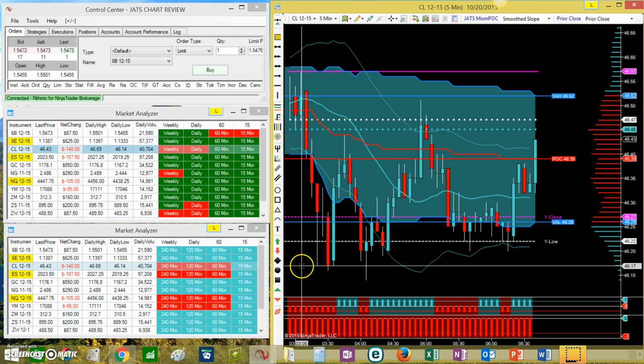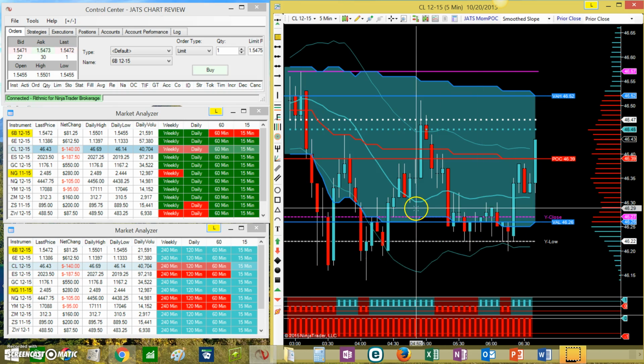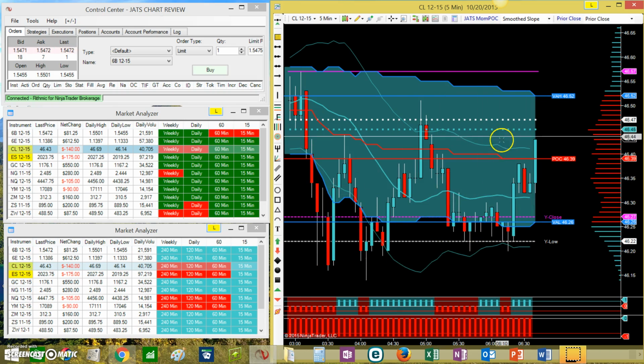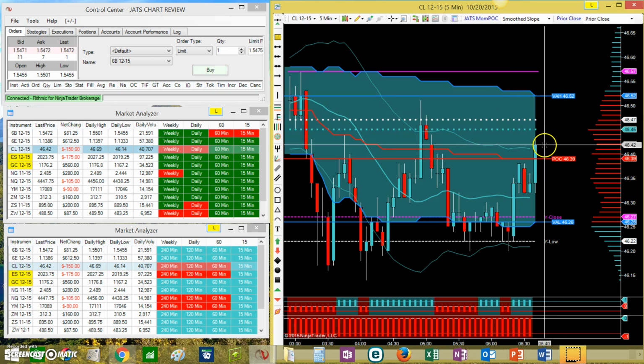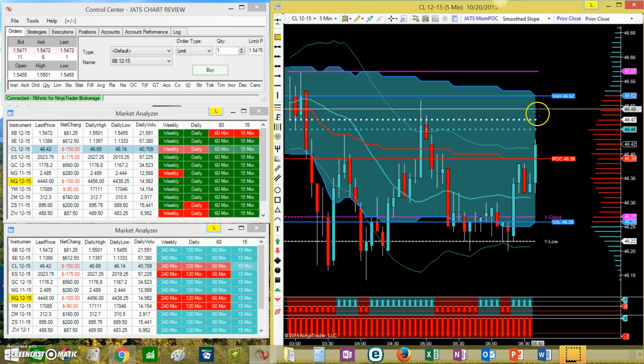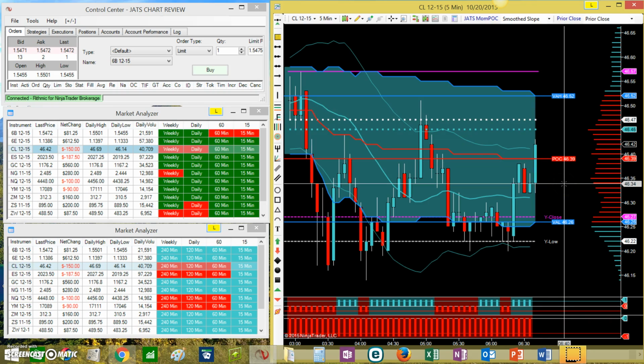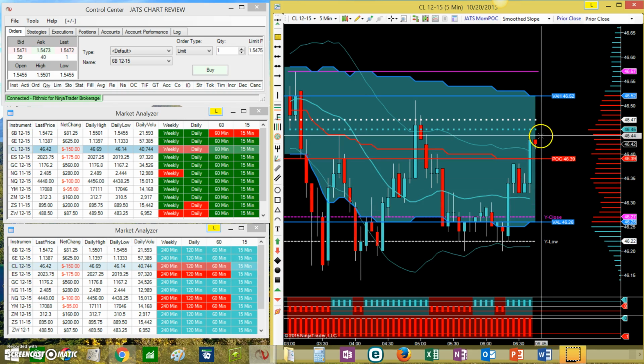So price overall in crude is looking pretty flat right now. So this would be a very good location to attempt a short once it pushes up here and starts failing. So I'm going to get ready to enter a short position.